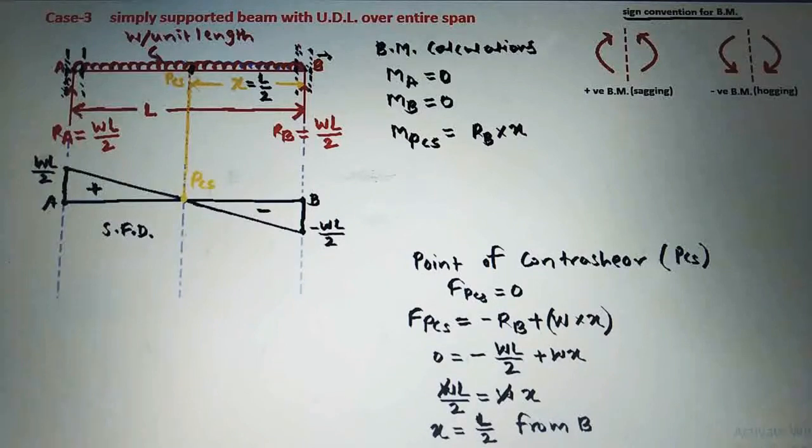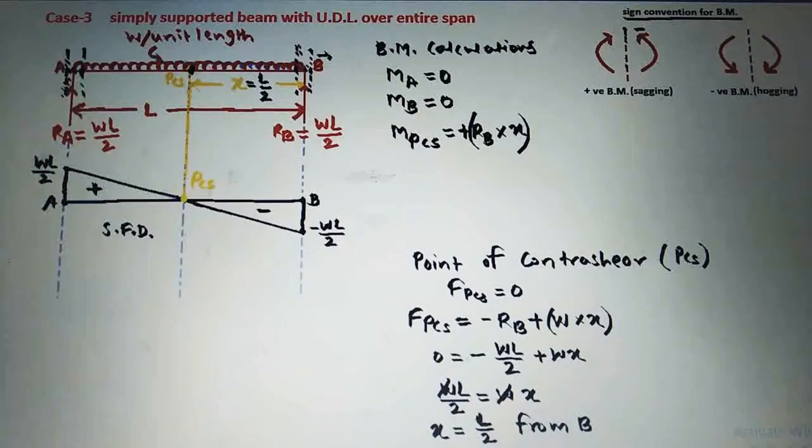Now see here, with respect to the point of contra shear, the moment of RB is anti-clockwise. So on the right side of this section, if the moment is anti-clockwise, then the bending moment should be positive according to the sign convention for bending moment. See here, on the right side of a section, the bending moment will be positive if it is anti-clockwise.